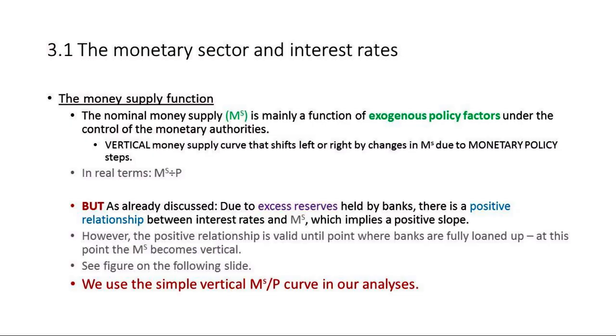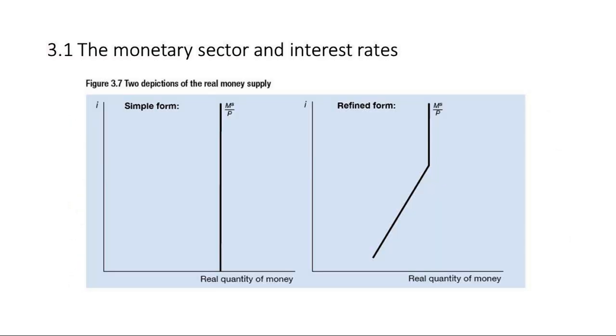But we've also talked in the previous video about the money creation process and the role that banks can play to increase the money supply. In that case, there's a positive relationship between the money supply and interest rates. So there are two possibilities for drawing the money supply function. On the left, we have the simple form in which it's exogenous, determined by the Reserve Bank, and there's a fixed quantity of money in the economy.